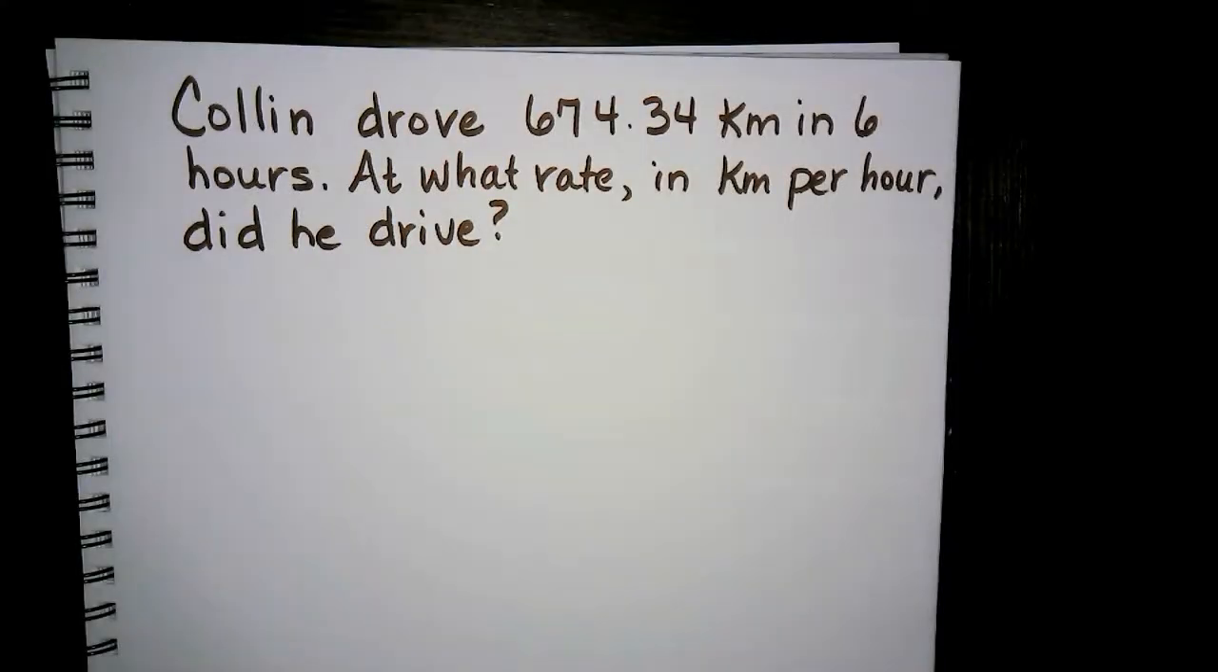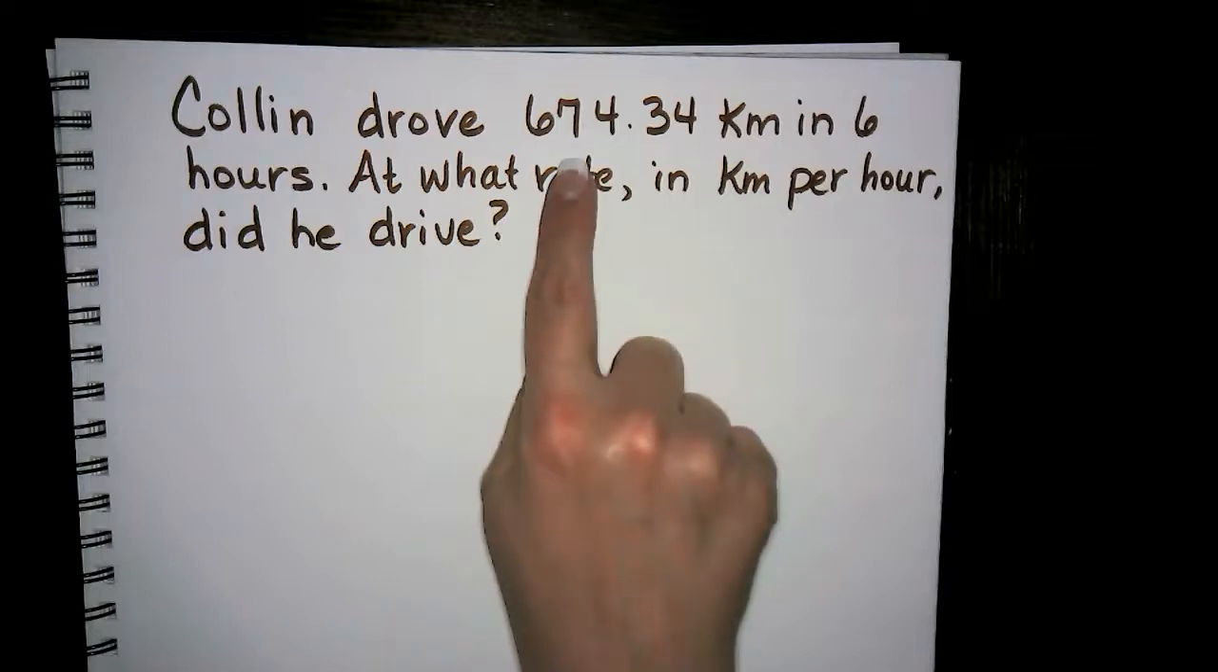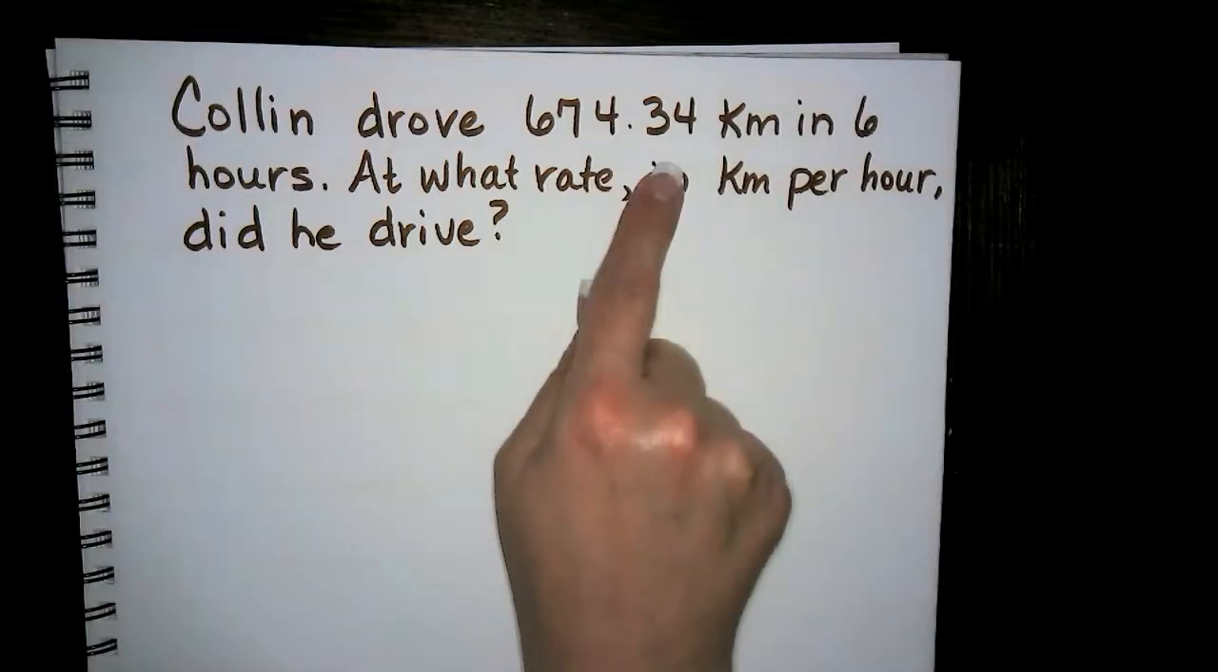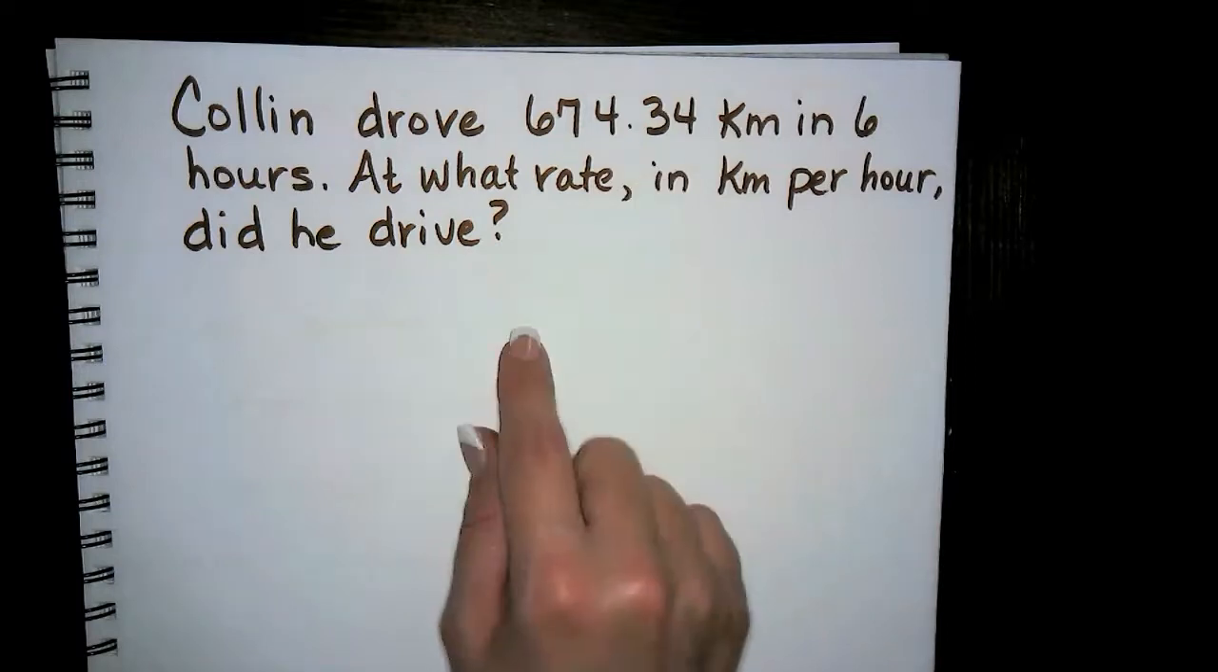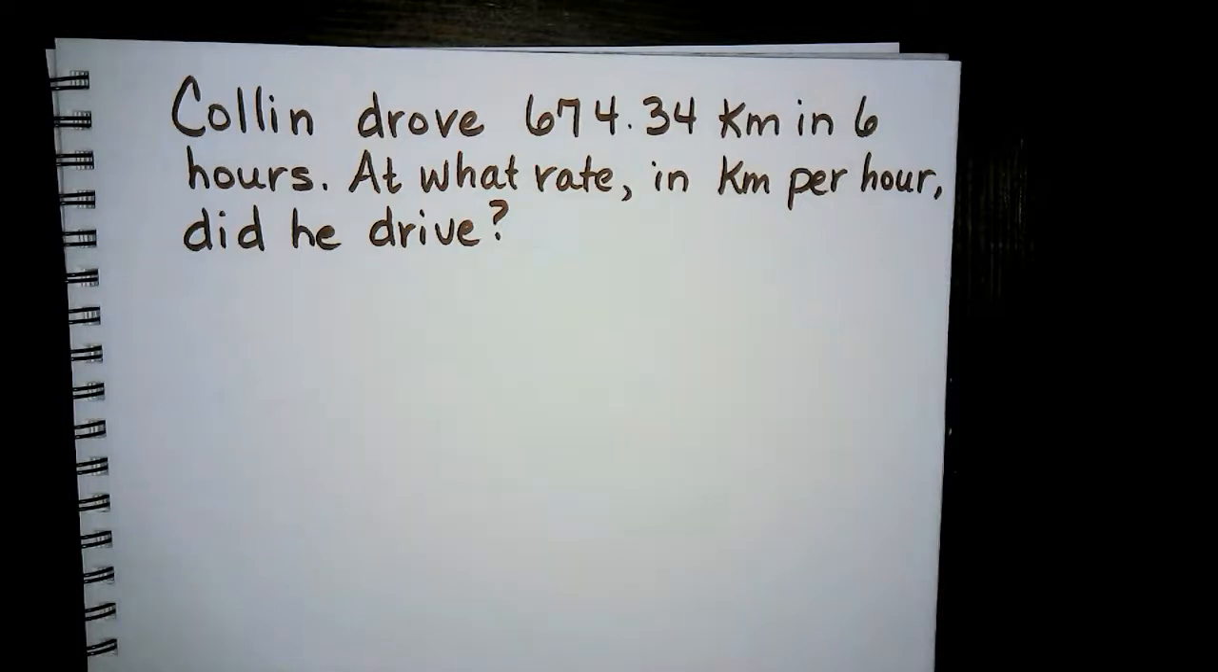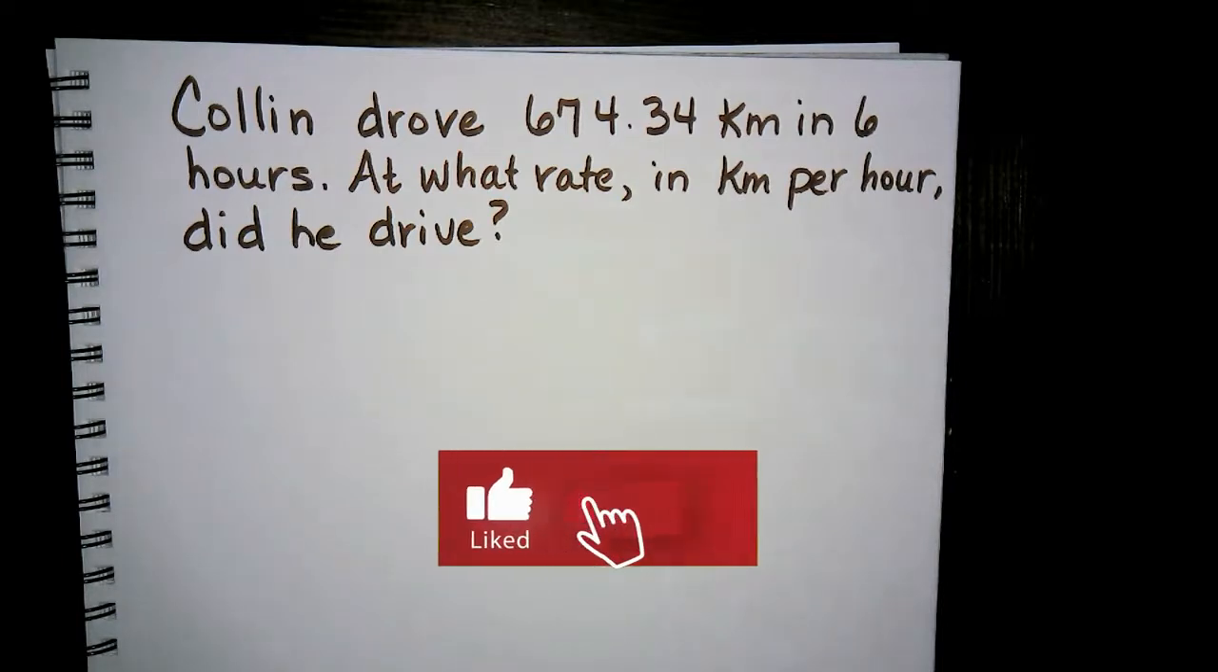Look at this word problem. Colin drove 674.34 kilometers in 6 hours, and we want to know at what rate, in kilometers per hour, did he drive. So what we need to do: kilometers per hour indicates for us that we are going to be dividing.